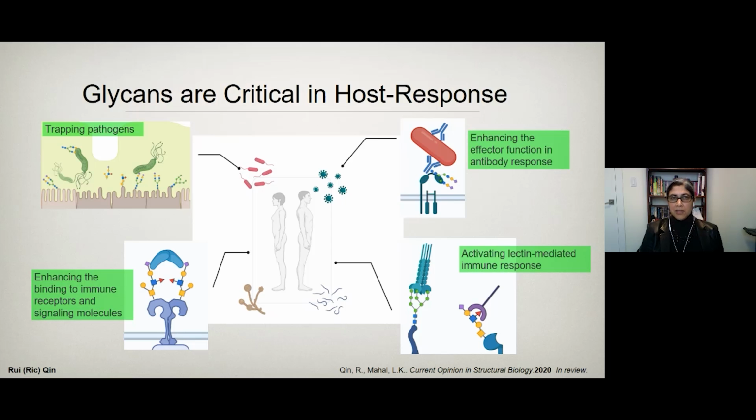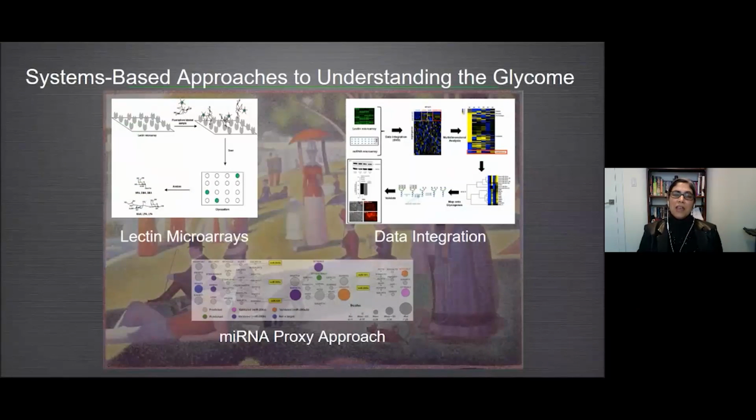So my lab, next slide. I guess they're having trouble with the next slide. My lab really focuses on systems-based approaches to understanding the glycome. And to do this, we created a technology, which I'll talk about, lectin microarrays, and I'm going to talk about some of our work integrating data with it. So next slide, please.